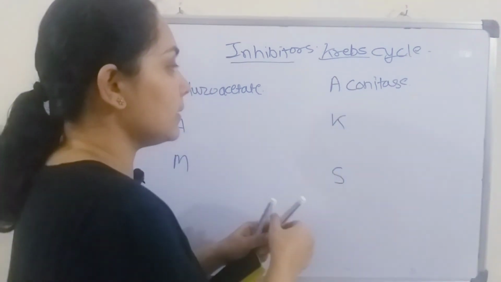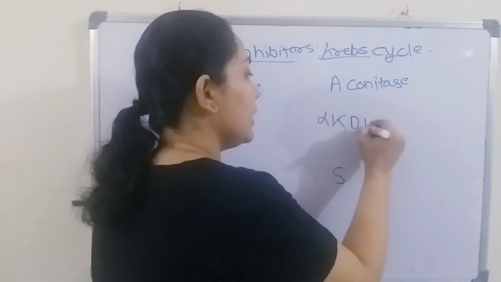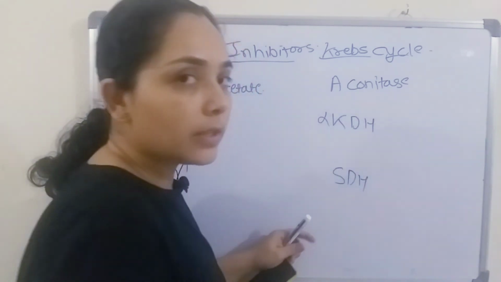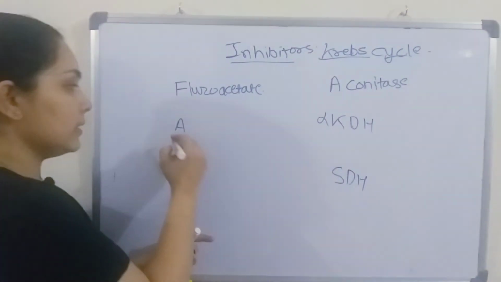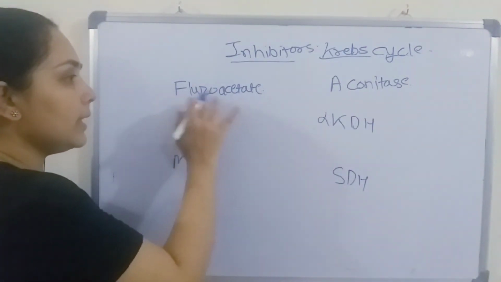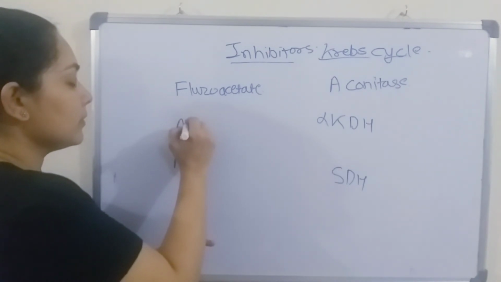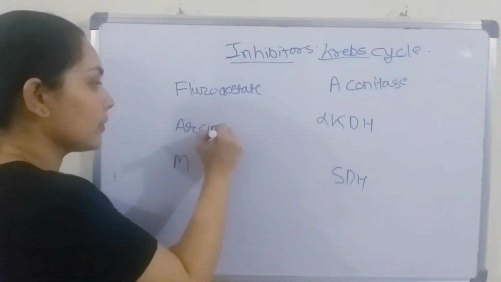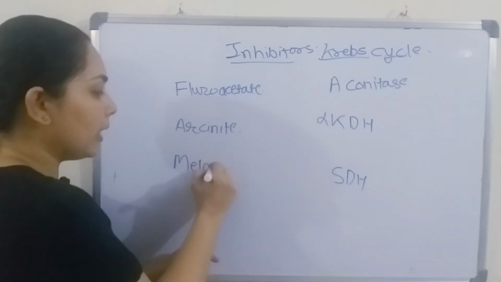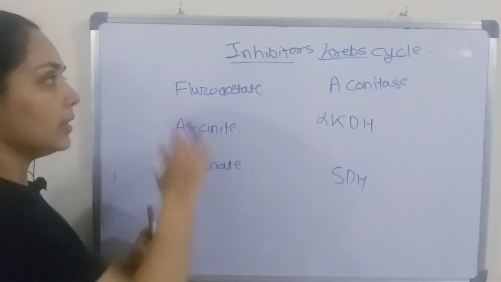So aconitase, then alpha ketoglutarate dehydrogenase and succinate dehydrogenase. These three enzymes are there, and the inhibitors for these three enzymes are: for aconitase, fluoroacetate; for alpha ketoglutarate dehydrogenase, arsenite; and for succinate dehydrogenase, malonate acts as an inhibitor. Okay. These are the Krebs cycle inhibitors.